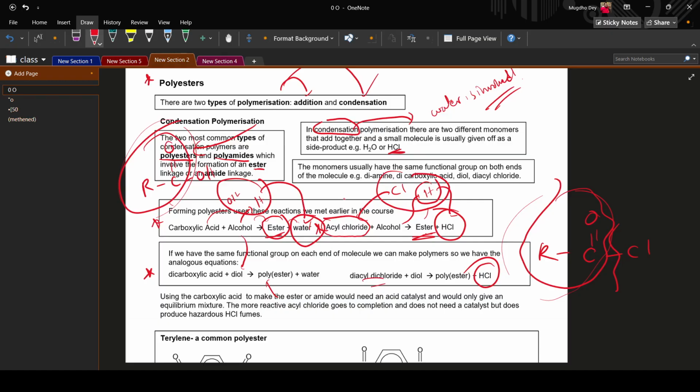Can you tell me why? Because the byproduct in that case is water, which is not toxic, right? But in the case of acyl chloride, HCl is produced as a byproduct, which is a toxic fume, isn't it? So this type of question might come in Unit 6.